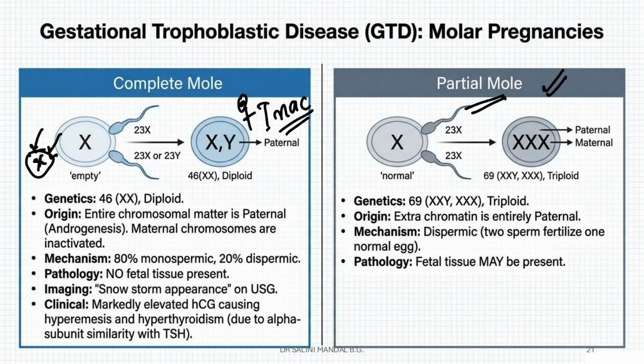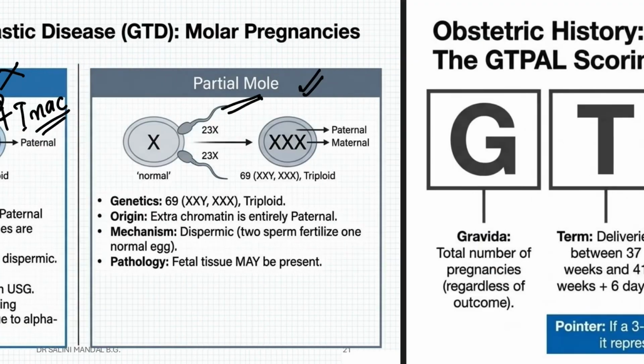Okay. So in case of complete mole, will there be fetal tissue? No, there will not be fetal tissue. Plus there is going to be a snowstorm appearance in USG, and HCG is going to be markedly elevated, and because of that there can be hyperthyroidism or hyperemesis gravidarum. But in partial mole, fetal tissue may be present. Fine.